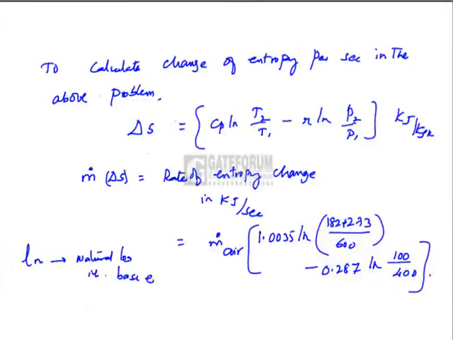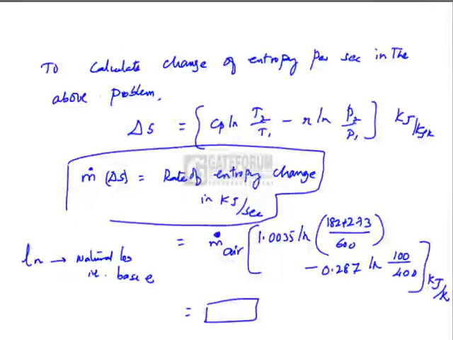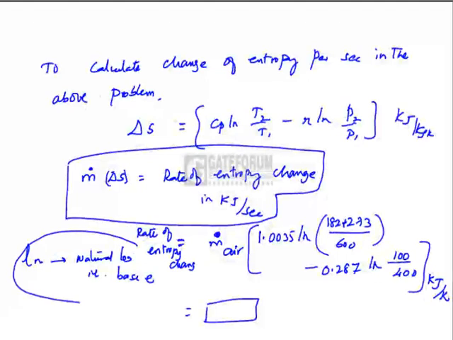So the rate of entropy production could be calculated by substituting the mass flow rate of air, which was calculated earlier. So the resultant answer will be the rate of entropy generated, rate of entropy change, in kilojoule per Kelvin.